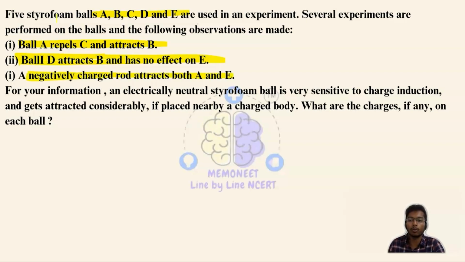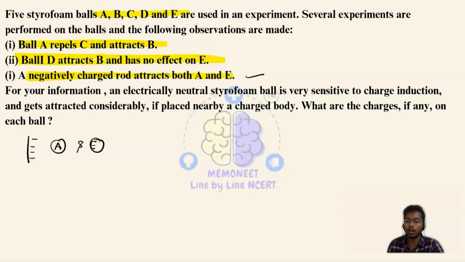For your information, an electrically neutral styrofoam ball is very sensitive to charge induction and gets attracted considerably if placed near a charged body. So what are the charges, if any, on each ball? It means we have to find out the charges on the bodies. So let's see the third condition here. We have a negatively charged rod that attracts both A and E.